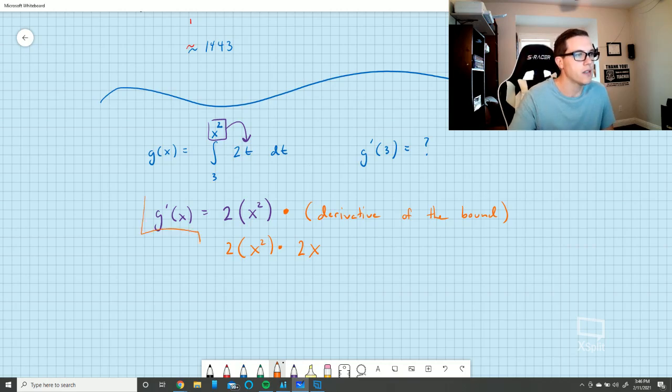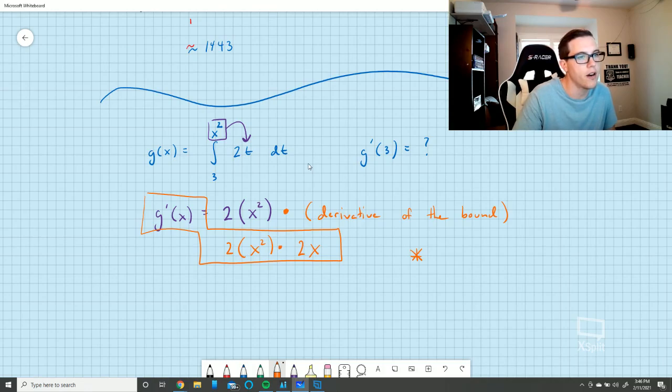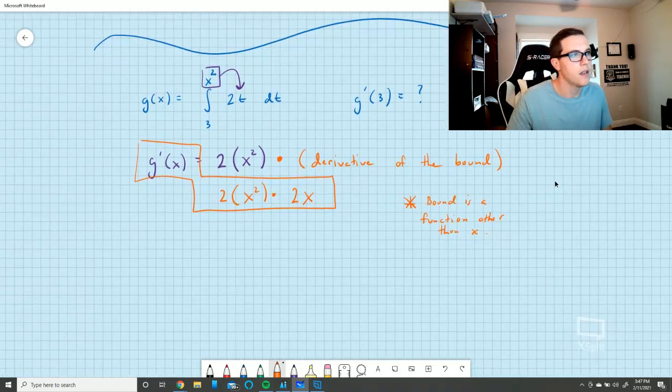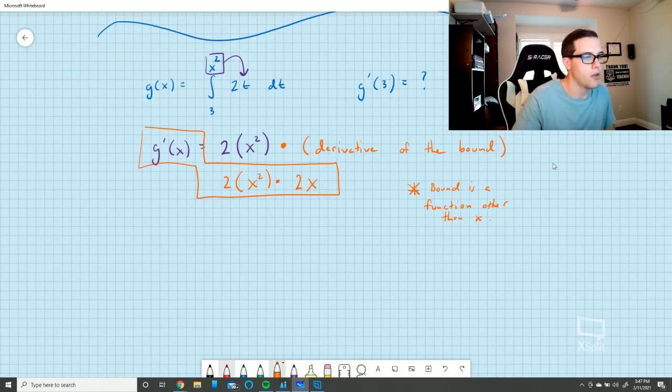And that's how you find the derivative of a function defined by an integral when the bound's not just x. This doesn't come up a lot at all. This is pretty rare, but this is when the bound is a function other than x. Okay, that's enough to do the homework. I will show you why if you're curious, but other than that, you can go do the homework, but here's why.